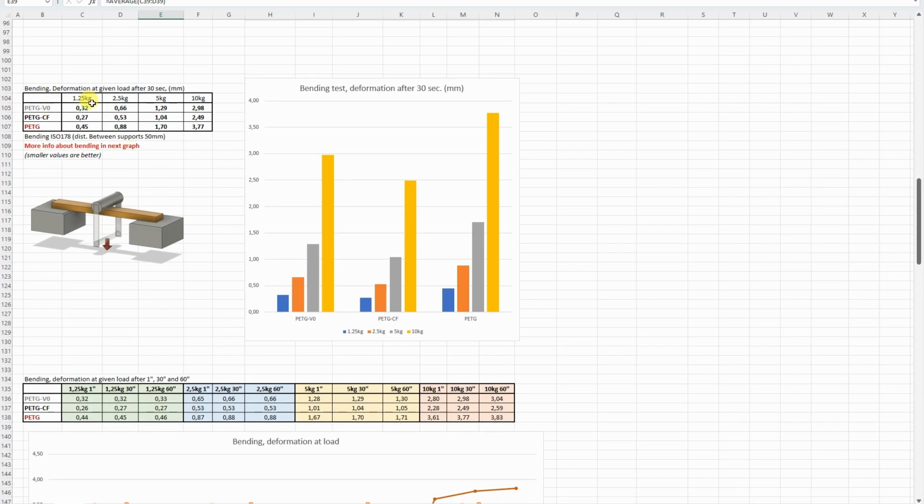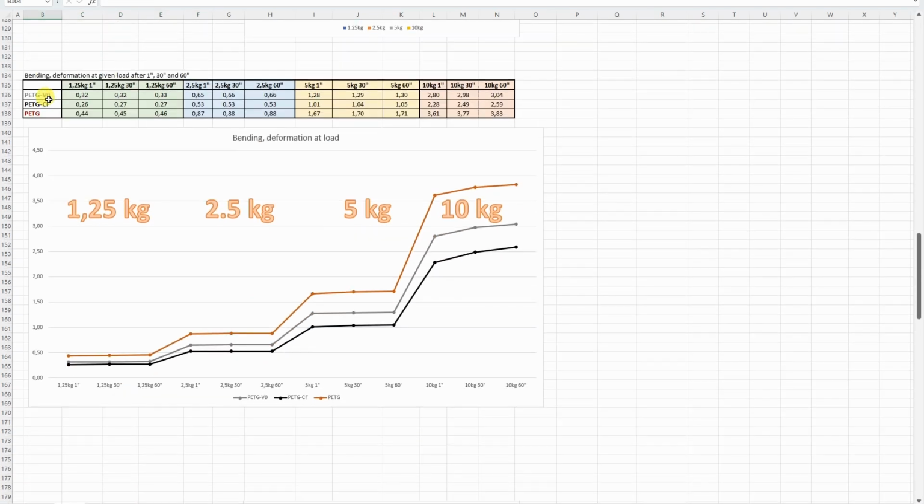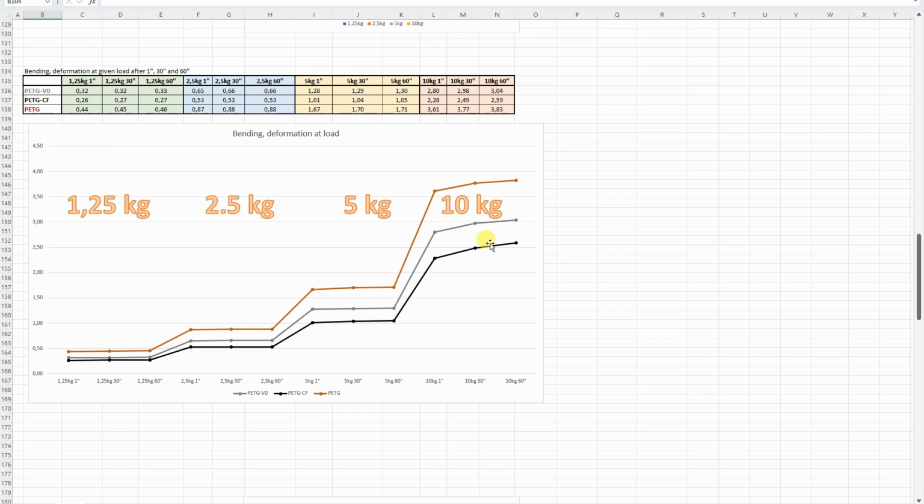And then the bending test, and these are the deformations after 30 seconds, but let's analyze better this graph, and smaller values are better. So these are the deformations after 30 and 60 seconds for these given loads. And we can see that here the carbon fiber version was the best, less deformation. Of course, 10 kilograms was too high for all three, but on 5 kilograms, basically we can see almost horizontal lines. This means they don't deform under the constant load. But yes, definitely the best was the carbon fiber version, and the worst of these three is the PETG.